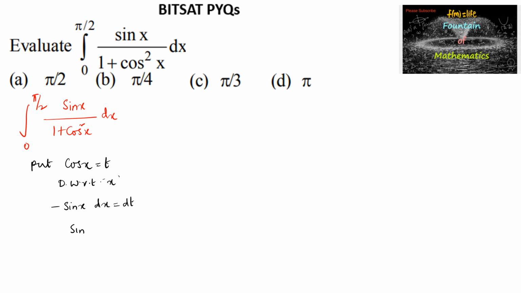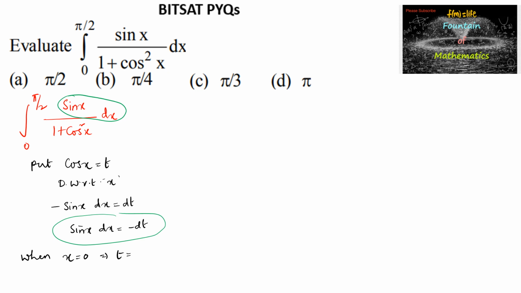So we can write sin x dx is equal to negative of dt. So we can substitute sin x dx is negative dt, and also we need to change the limits. When x is equal to 0, t is equal to cos x, that is cos 0, which is 1, and when x is equal to pi by 2, t is equal to cos pi by 2, which is 0.